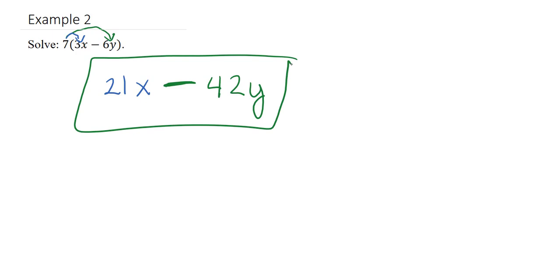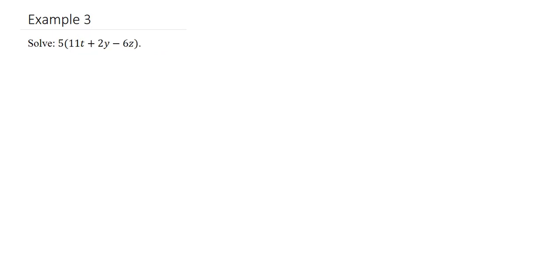So let's look at another example. Example 3. Now we have 5, and then in parentheses 11t plus 2y minus 6z. We're going to go 5, multiplying every term inside. So 5 times 11 would be 55t. 5 times 11 is 55. We can just leave the variable.